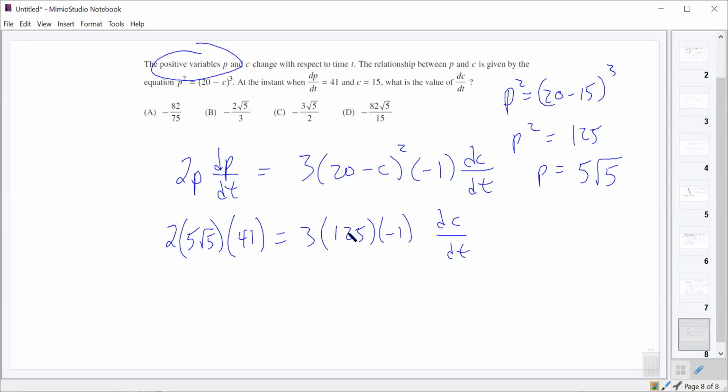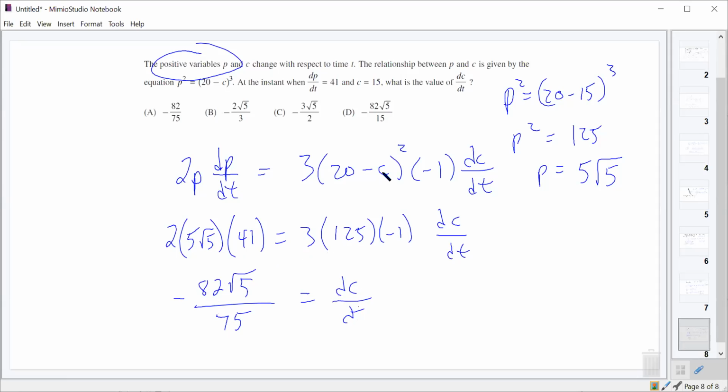And then we're just going to divide by a 375 here. Well, negative 375. So we're going to end up with negative 82 root 5. And if I'm dividing the 5 by a 375, that ought to be a 75, equals our dc/dt.